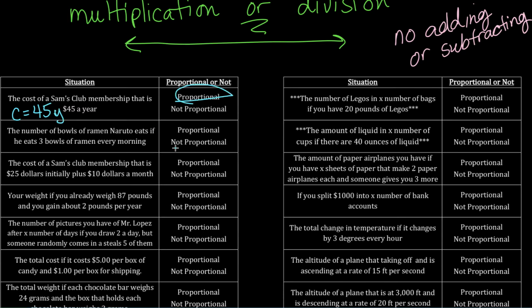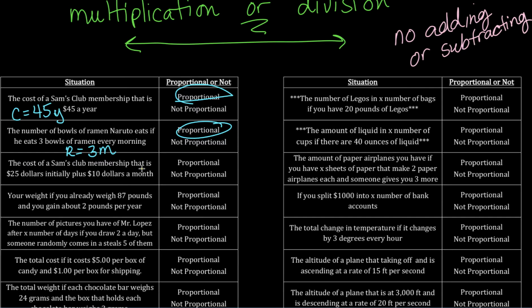Proportional. That's only multiplication. The number of bowls of ramen Naruto eats if he eats 3 bowls of ramen every morning. So the number of bowls Naruto eats of ramen. So the ramen is 3 bowls for every morning, 3 times every morning. Proportional. I'm going to change this.